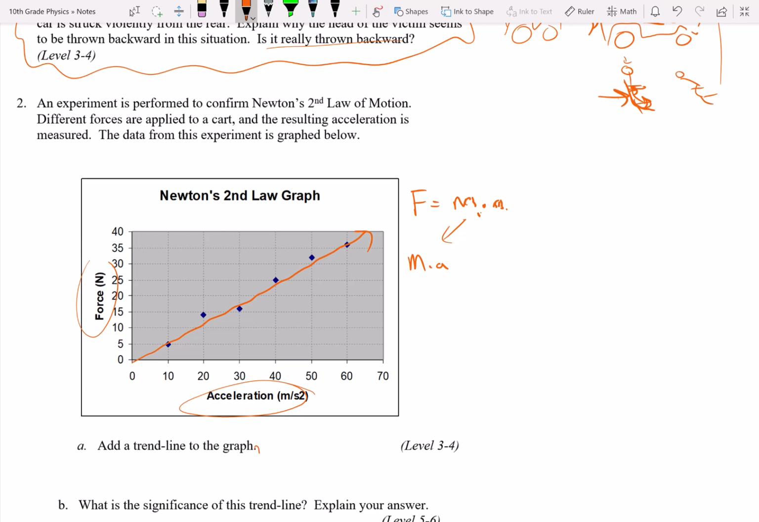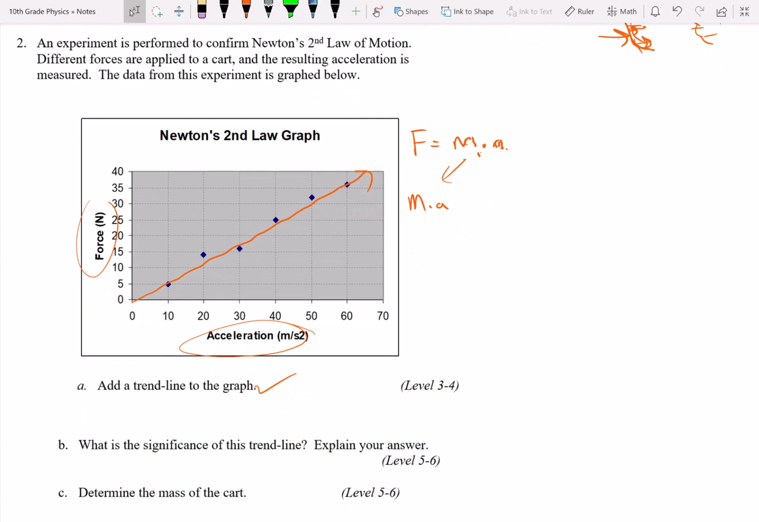So there's A, we did that. What is the significance of the trend line? Explain your answer. Well, the trend line gives us like the average of all these points, right? Because some of our points probably have some error in them, like when we calculated them, there might have been human error or measurement error or whatever. That's why they're not perfectly aligned. The trend line tells us like the average of all those errors. If we could do it perfectly, maybe it might lie on that trend line.